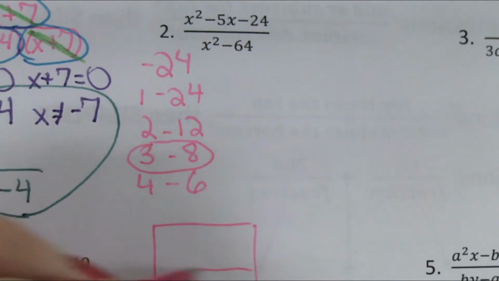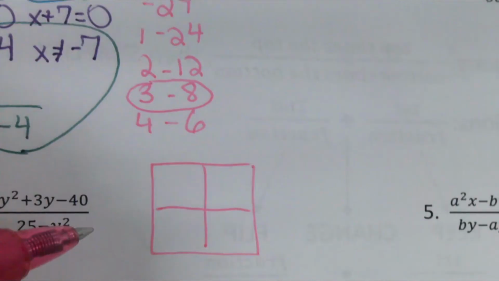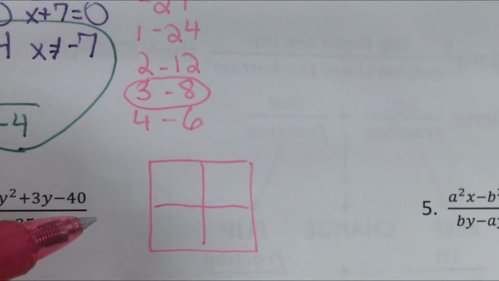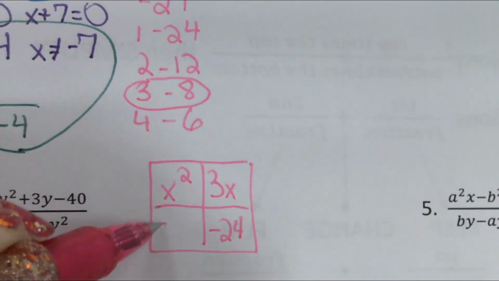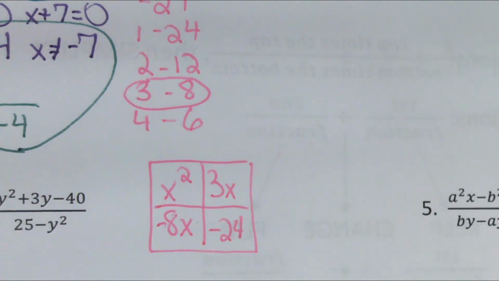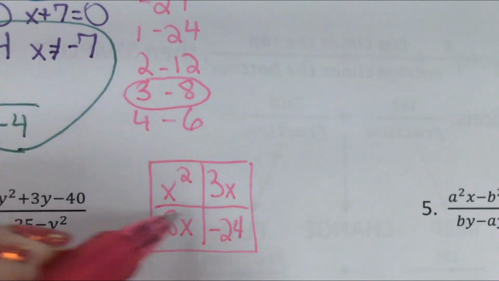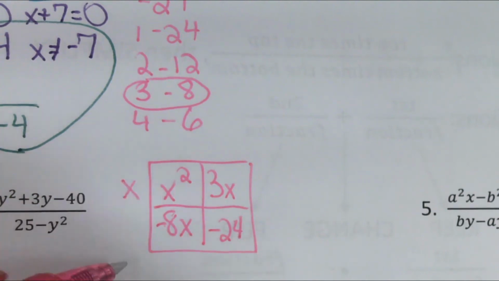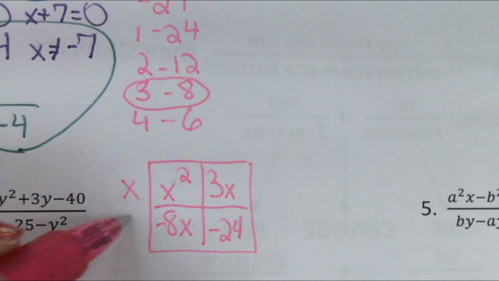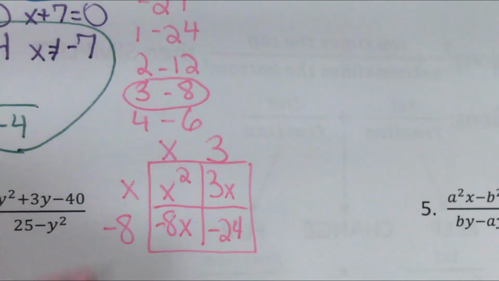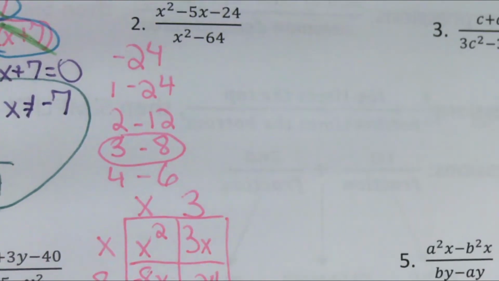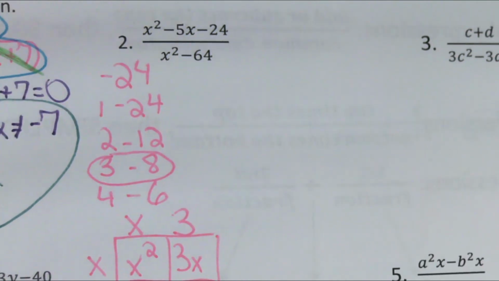We'll go ahead and set up our box here. X squared, negative 24, 3x, and negative 8x. What can come out of the top is x. Out of the bottom, we have negative 8. The left side, x. The right side will have 3. So the top part of our problem will be x plus 3 and x minus 8. Go ahead and write that.